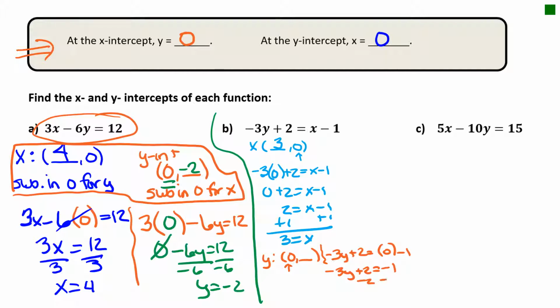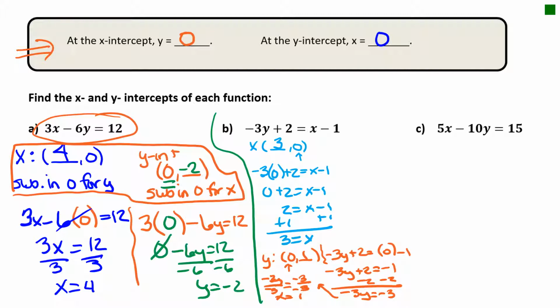You're just going to solve this equation. Oops. And I'm going to divide by negative 3. Oh my gosh, guys, that's terrible. Terrible writing. So it's (0, 1).